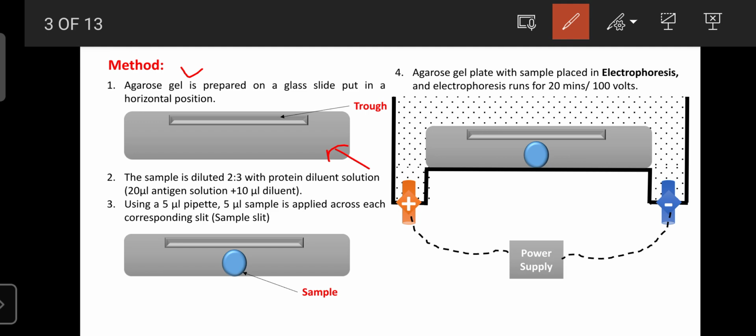Because if it had a charge, it would also migrate, and if it migrated, false results could develop. That's why agarose gel is chosen: it does not have any charge, so it does not interfere in the results. Also, agarose gel does not interact with any reactant you put in, or with the sample. It is inert. So whatever errors occur in other methods are minimized.